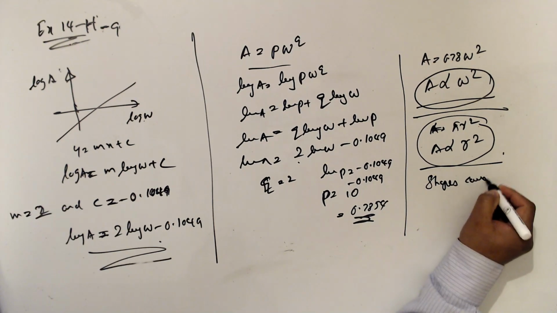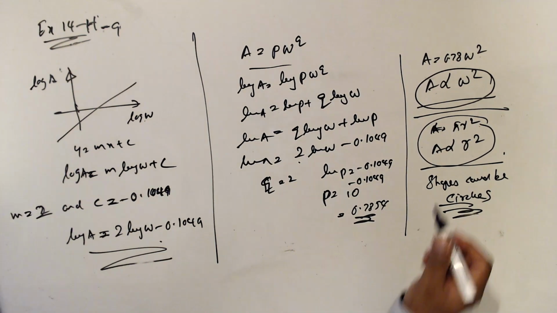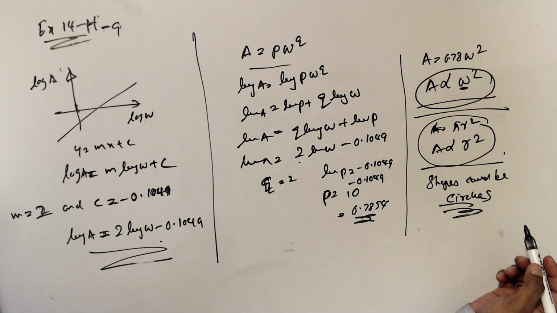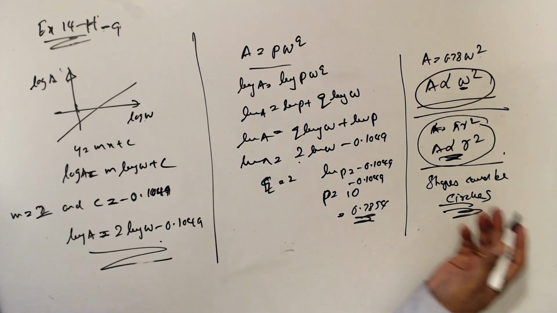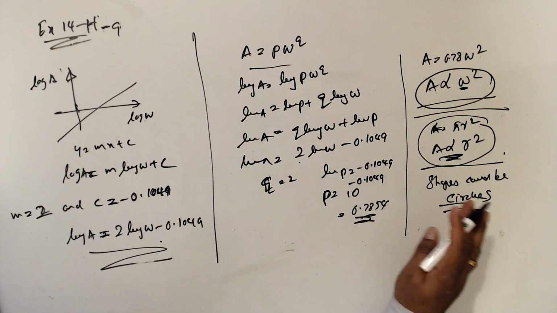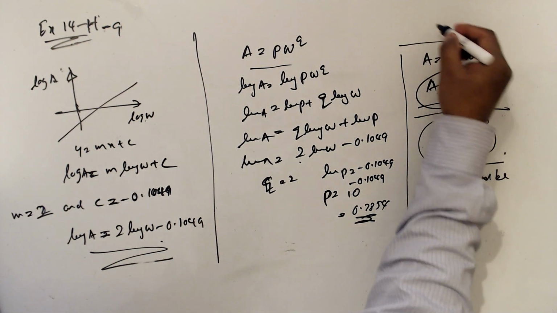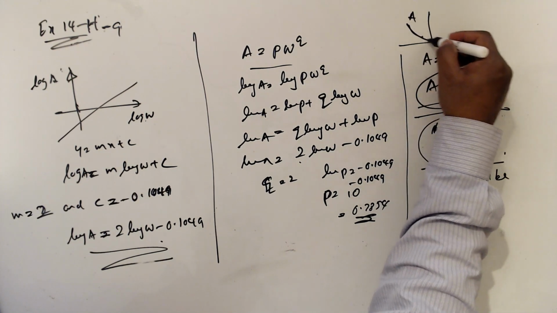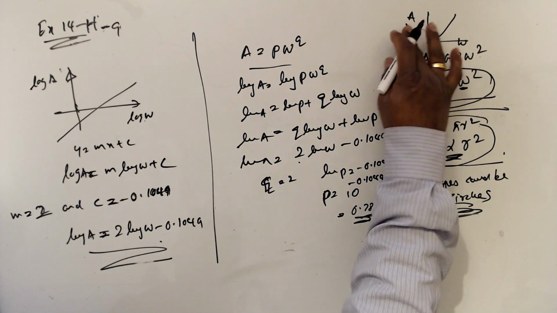Shapes could be circles. Area is proportional to radius square. So this is with our knowledge from year 10, year 11, 12. So this is the one we can see. So this is a quadratic curve. If this is W, this is A. It's going to be a quadratic curve. If you take the positive, then something like that.